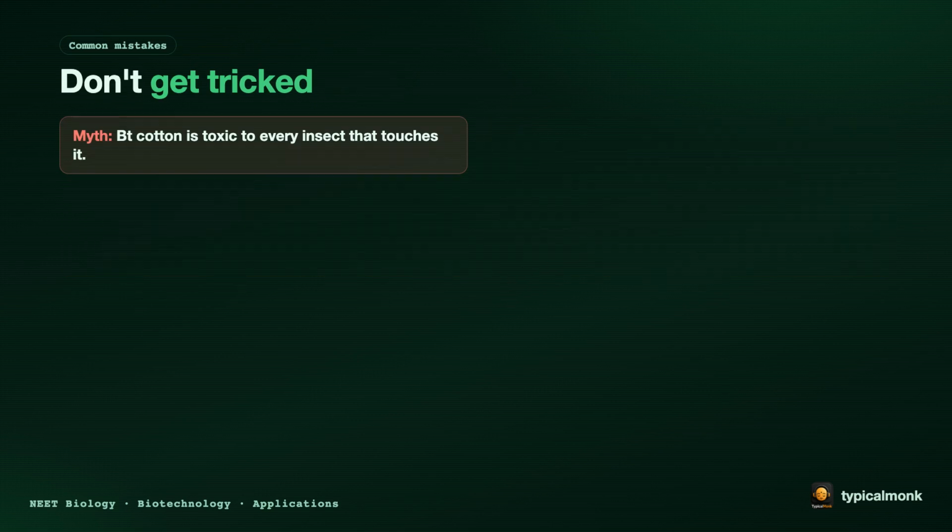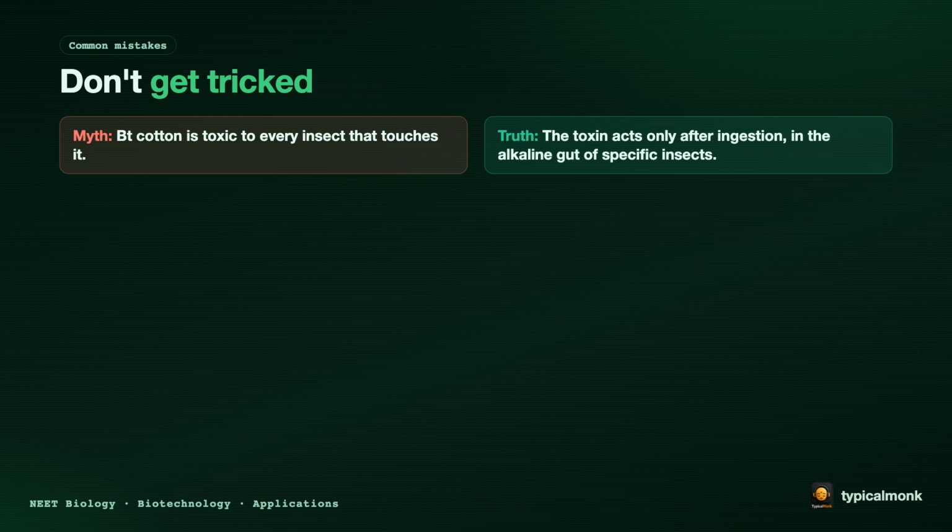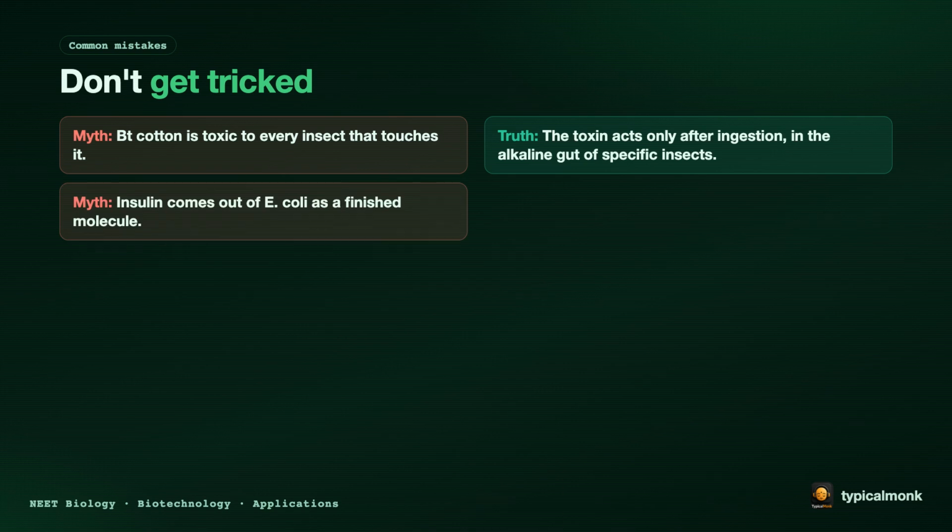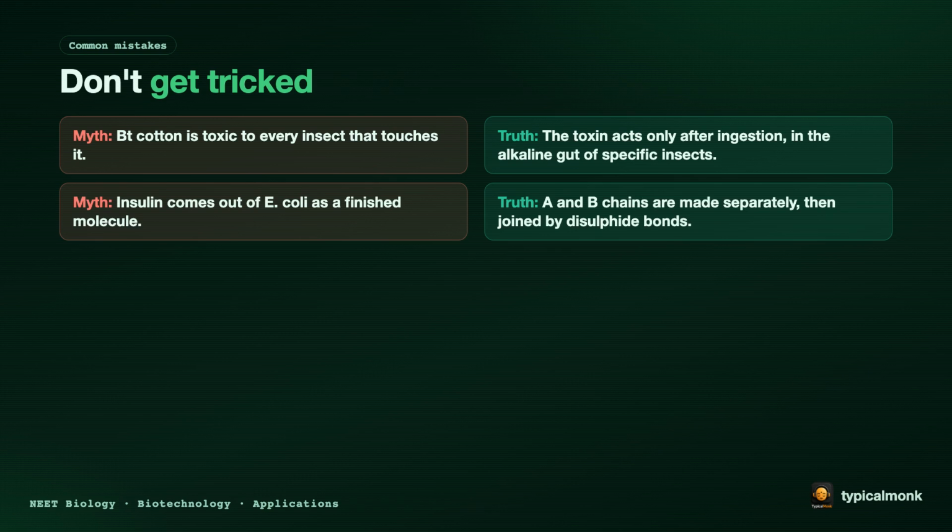Now let's clear the mistakes students fall for. Myth: Bt cotton is toxic to every insect that merely touches it. Truth: the toxin acts only after it is eaten, in the alkaline gut of specific insects. Myth: insulin comes out of E. coli as a finished molecule. Truth: the A and B chains are made separately, then joined by disulfide bonds.